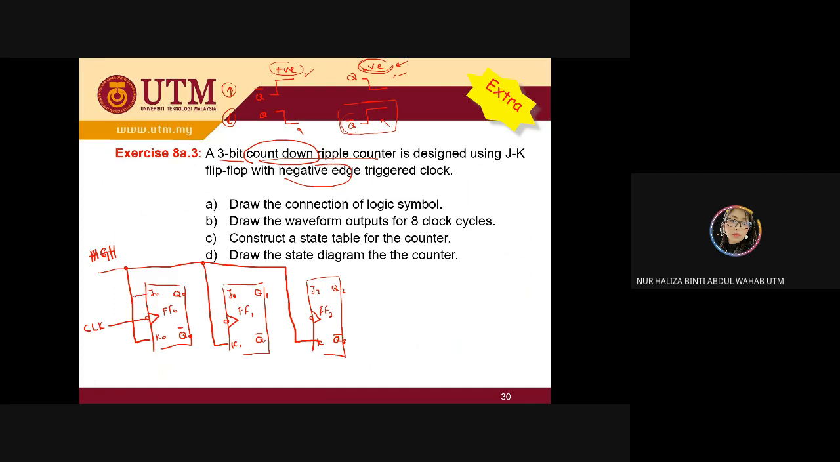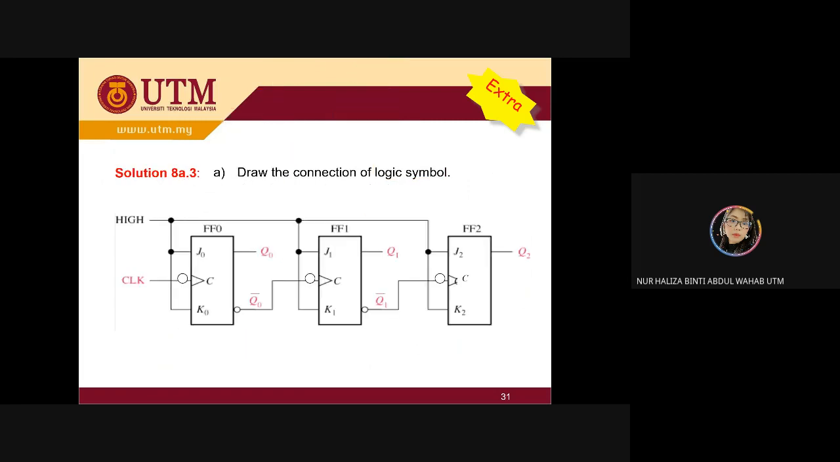And my J will connect to the similar input, which is high. Now how to connect? This is my normal JK flip-flop, and about the negative clock there, I need to remember like this. So it will look like this. Done for my connection of the logic symbol. So it's already done there. So I got 4 marks for my drawing.